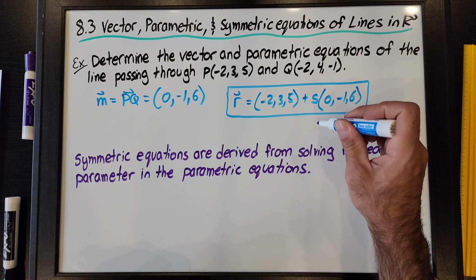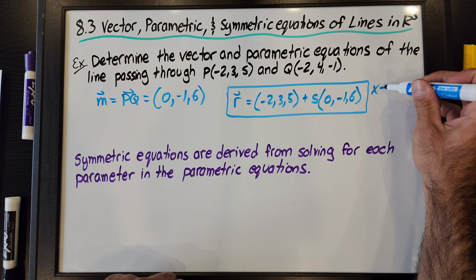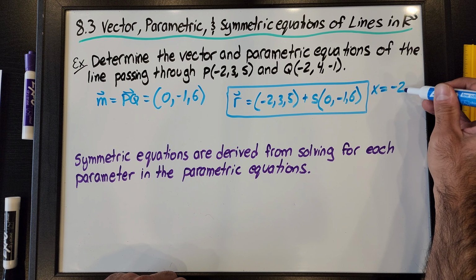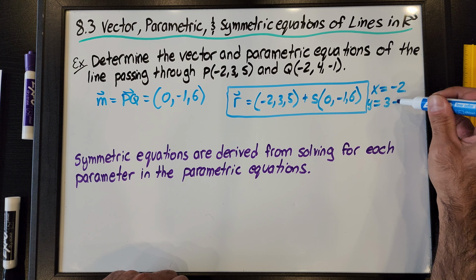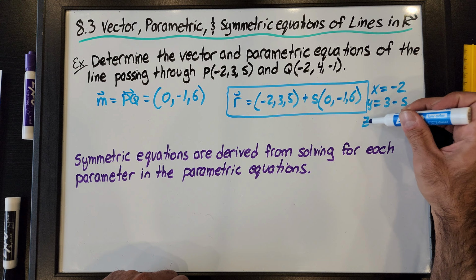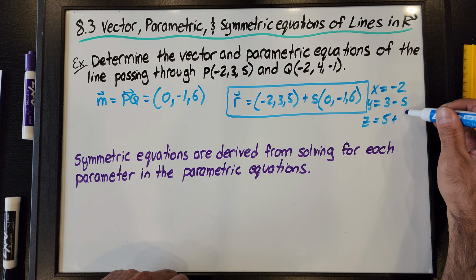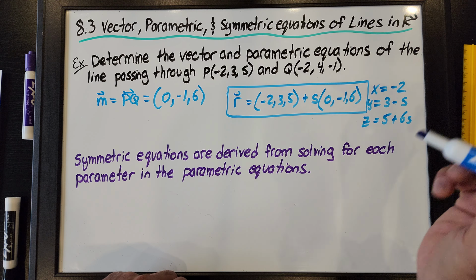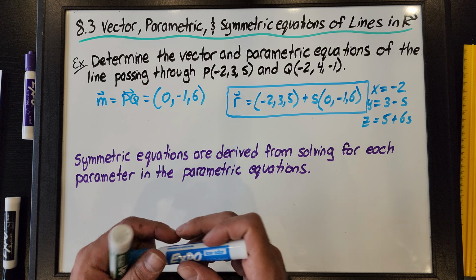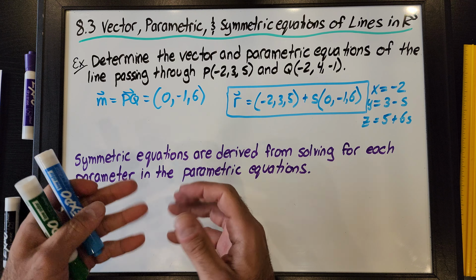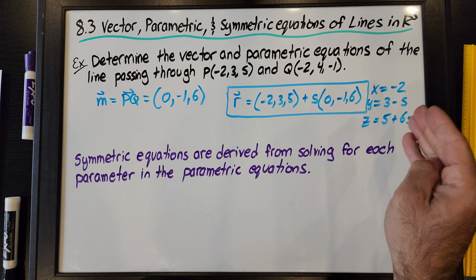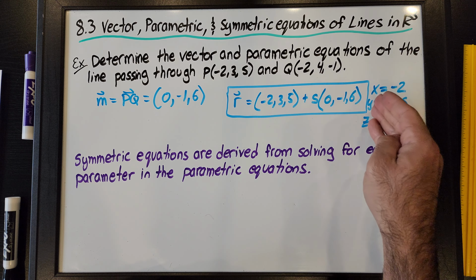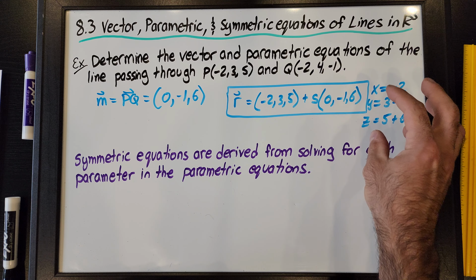I can say, well, I'll do it here. X equals -2 plus 0s, y equals 3 minus s, and z equals 5 plus 6s. So these are my parametric equations. Now, symmetric equations are a little different. These are derived from solving for each parameter in the parametric equation. So here we have the x, y, and z. These are the parametric equations.